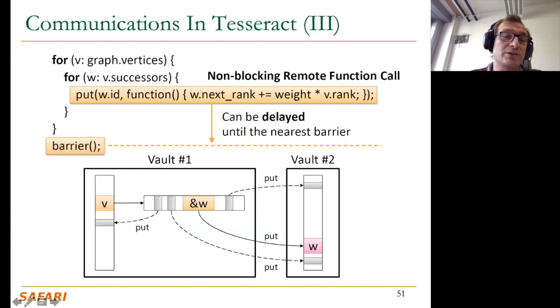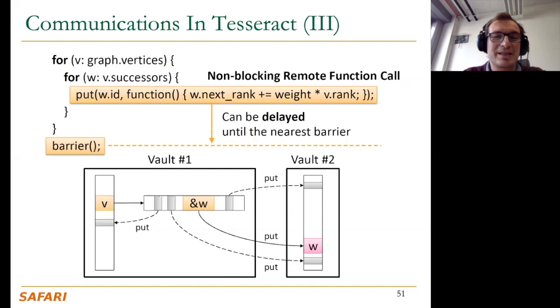Basically, you can keep sending these remote function calls. They can be executed in parallel in the distributed system. And then you wait until you need the results of the function calls. That's what this barrier is about. So a barrier is clearly used in distributed systems programming also, so we use it over here as well to enable the non-blocking remote function calls. So this gives you an idea of the programming model.